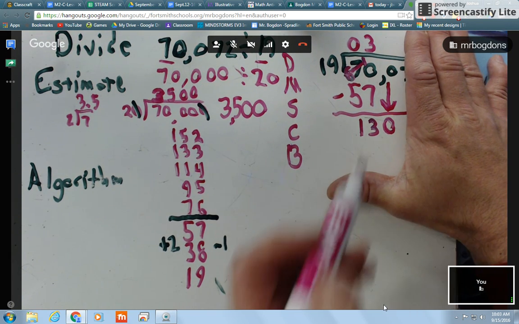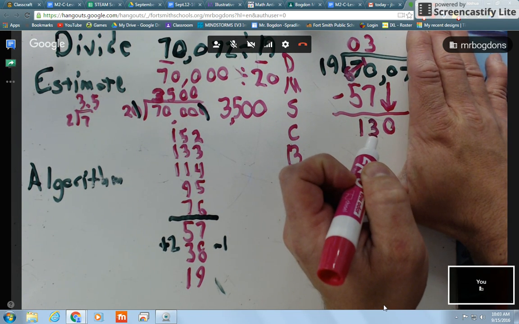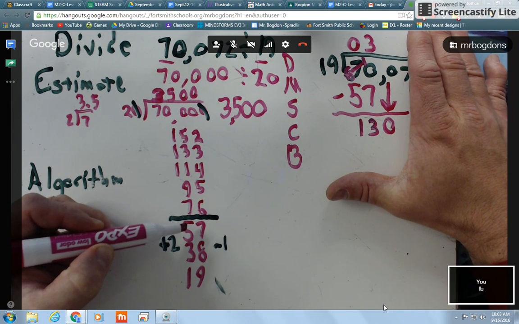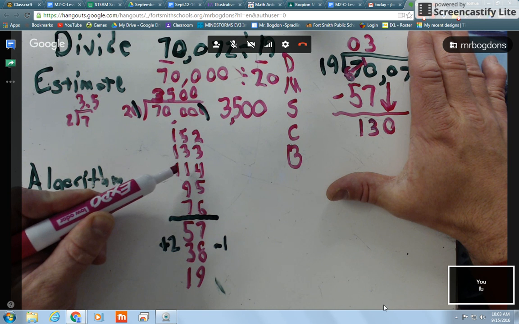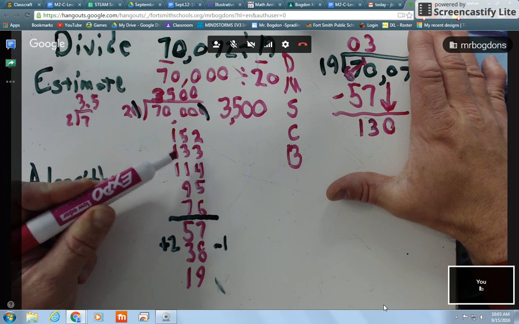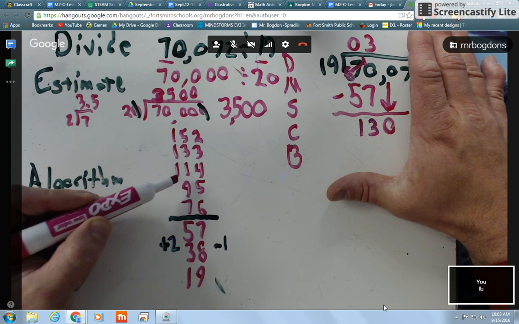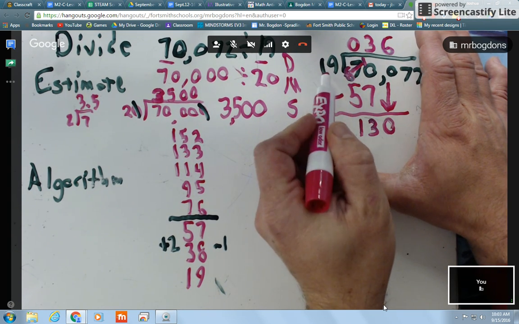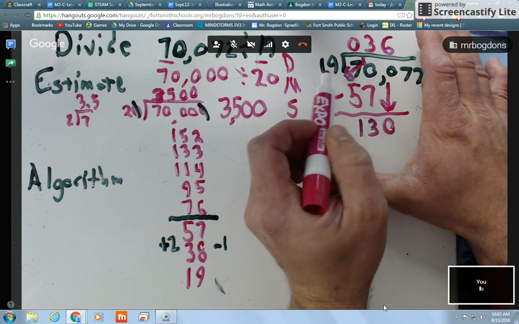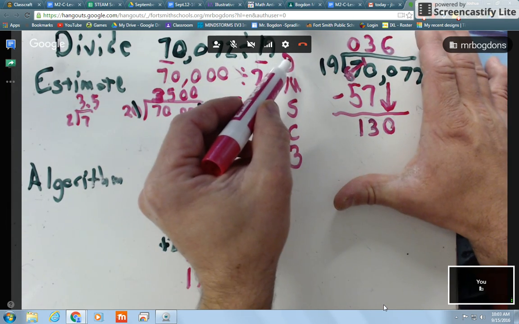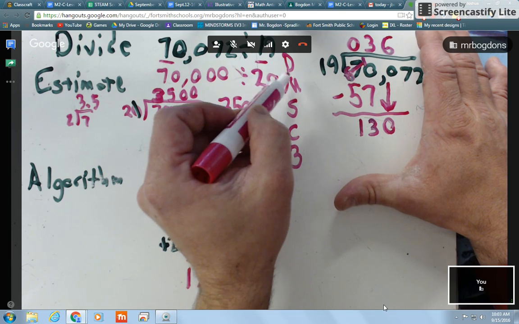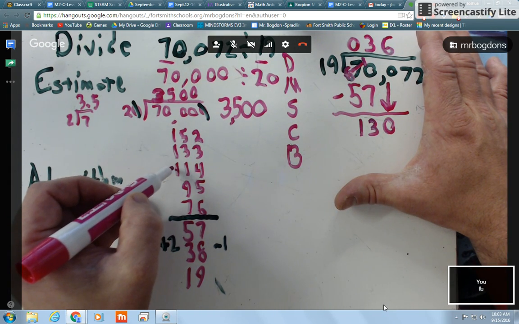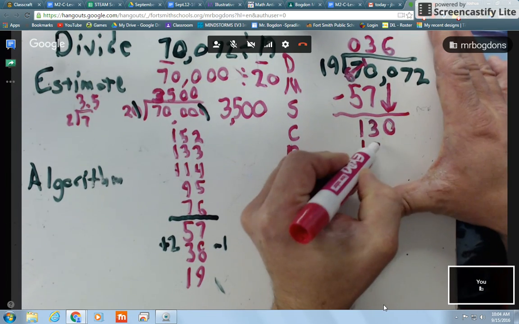How many groups of 19 will divide into 130? Let's count. 1, 2, 3, 4, 5, 6, 7's too big. So the answer is going to be, so 19 divides into 130 6 times. That was my division. Does. Now McDonald's, multiply. 6 times 19 is 114.